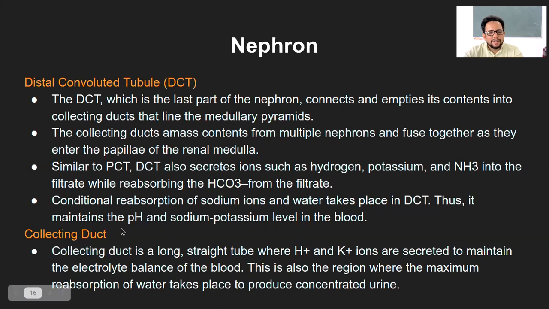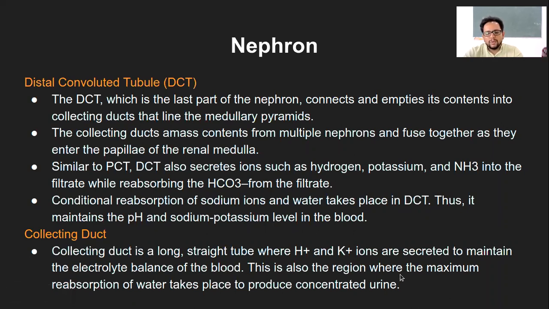And the last part, the collecting duct, is a long straight tube where H plus and potassium ions, that is hydrogen and potassium ions, are secreted to maintain the electrolyte balance of the blood. Secreted again back into the blood. So if the blood has less H plus ion, these will be secreted from the collected urine, and they will go into the blood. If it is not required, they will pass out into the urinary bladder.